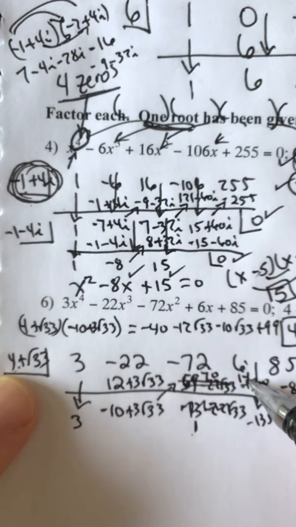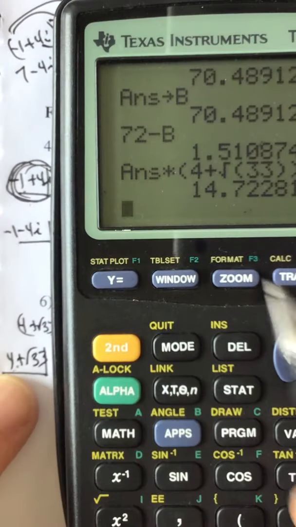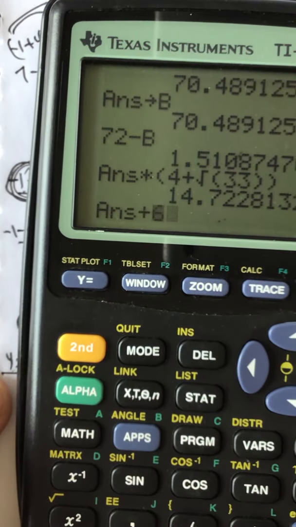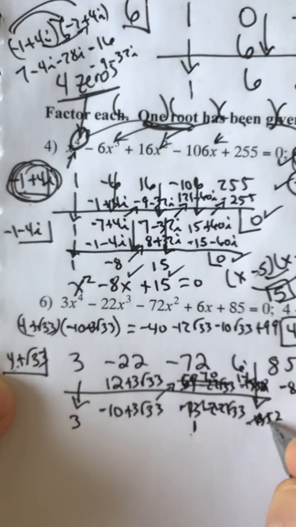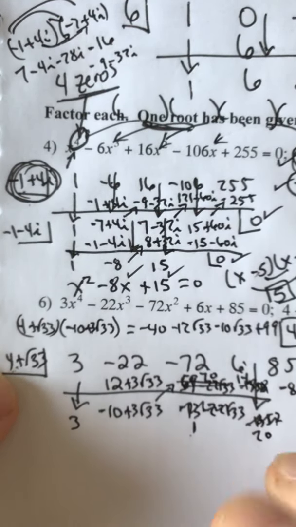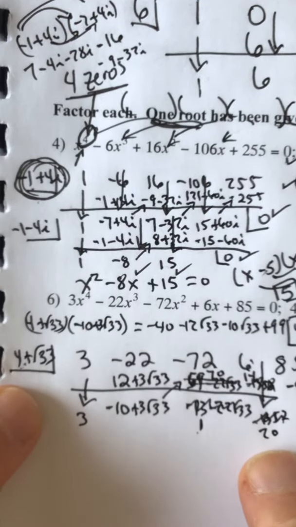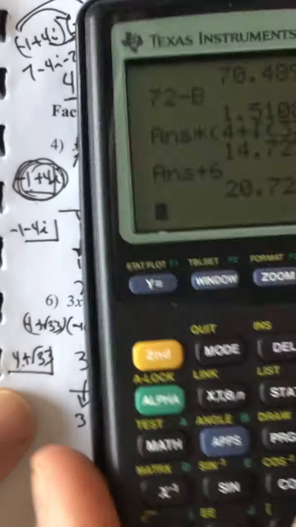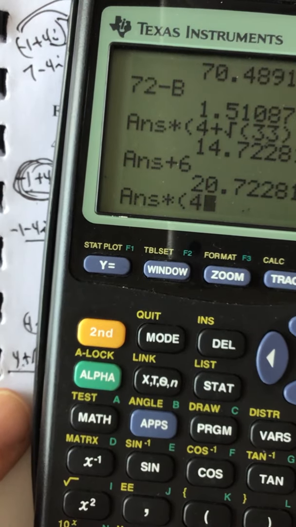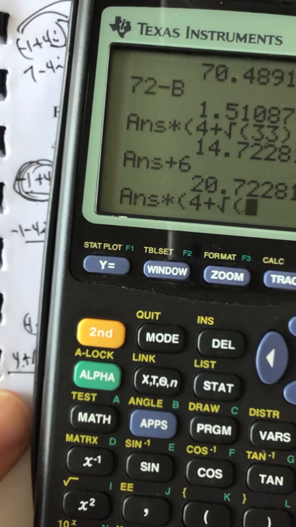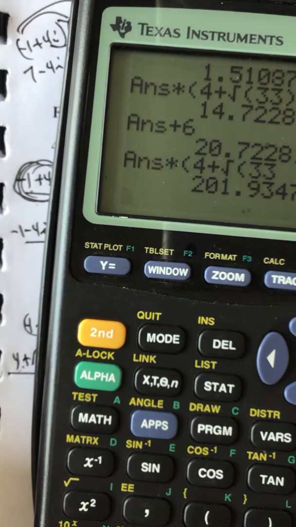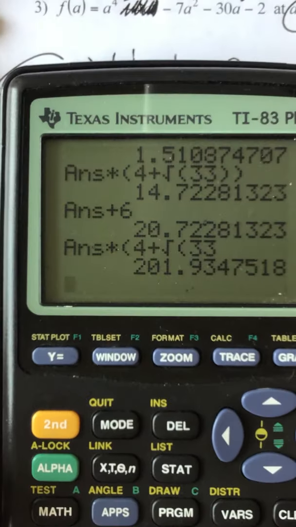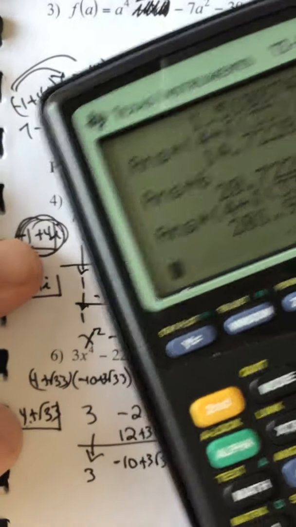So I need 6 plus that. Okay, so there's the 14. I'm just going to add 6. That's 20. So this piece right here was about 20-ish. Now I need to take that 20 times 4 plus root 33, and that better be negative 85. Wow, it's not 85 again. Okay, what the heck? I'm gonna have to start this one all over.